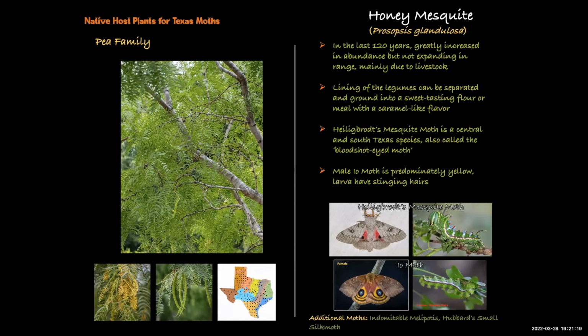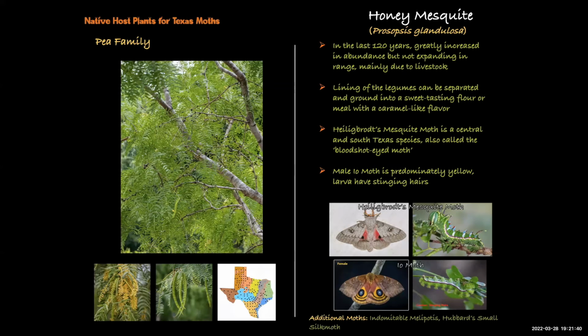Honey mesquite is a tree that we are all familiar with. Believe it or not, it has greatly increased in abundance over the last 120 years, but it's not expanding in its range. The reason is that livestock will eat its seeds and spread it that way. So that's why it is increasing in abundance.